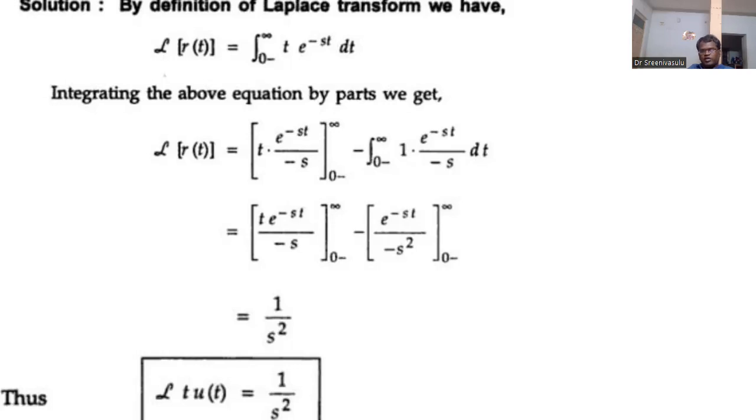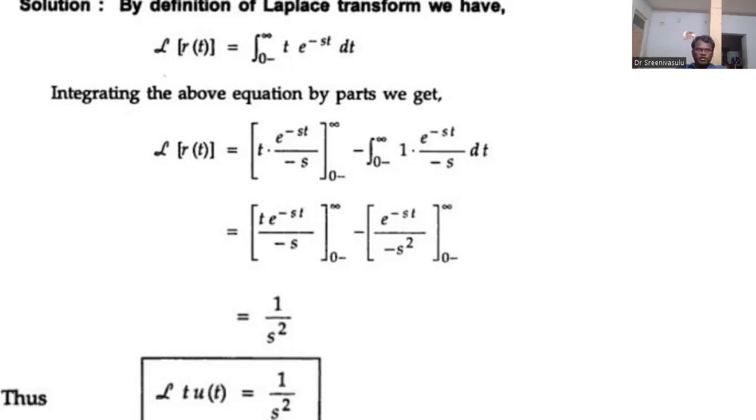And the corresponding ROC, you need to concentrate. What is the corresponding ROC? The real part of s is greater than 0. So the real part of s is greater than 0 means s is greater than 0. What is s? Sigma plus j omega. So there is no imaginary part condition, only the real part of s is greater than 0.